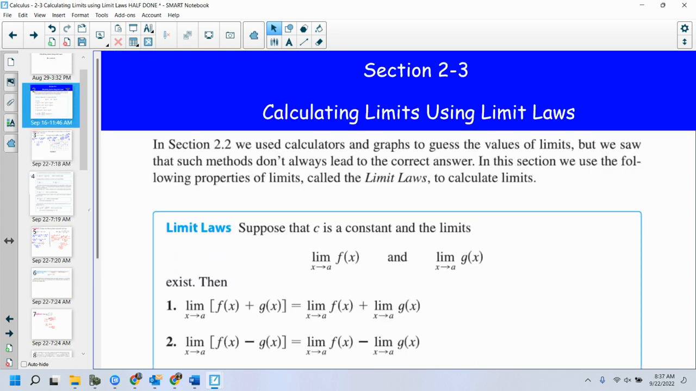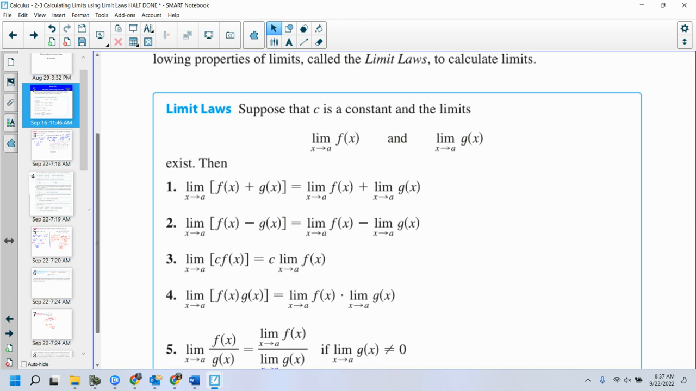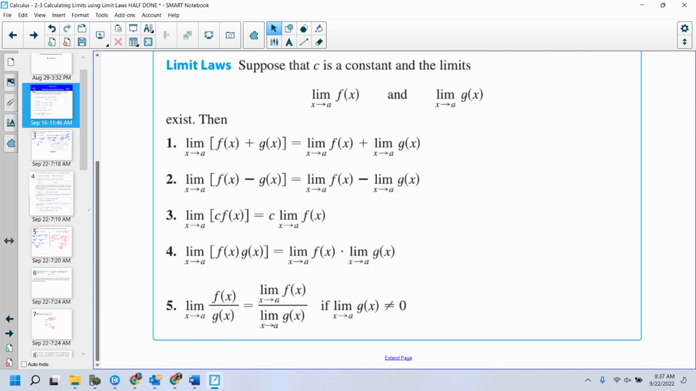And we have all of these limit laws, the operation laws where the limit of the sum is the sum of the limits. The limit of the difference is the difference of the limits. If you have a constant, you can pull it out and multiply it out front. The limit of the product is the product of the limits. The limit of the quotient is the quotient of the limits, as long as the limit of g is non-zero.